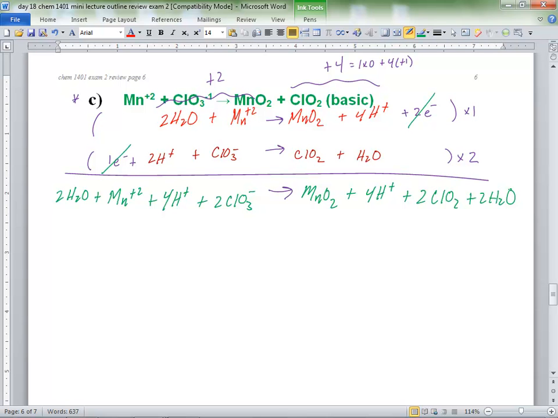Oh, those H pluses cancel. So we don't have to worry about basic. Isn't that nice? Wouldn't this be nice to be on the test? H2Os are gone too. Nice. Doesn't matter whether it's acidic or basic solution. There's no H pluses to worry about. Right? That wasn't as ugly as I was hoping it was going to be. I bet the other one is.